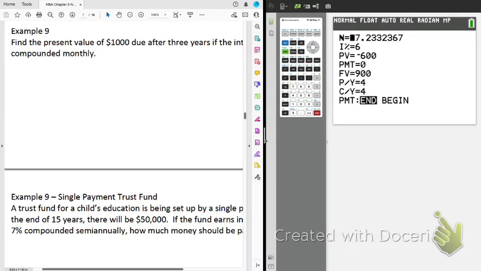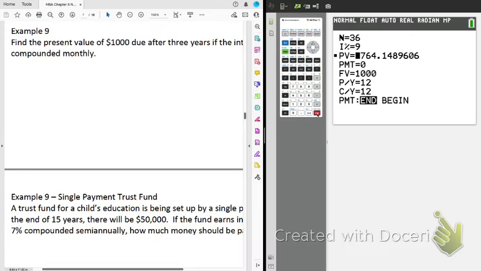This time I'm going to do n is 3 years times compounded monthly 12. I is 9. We are finding the present value, so I'm going to put that in as 0. I have a future value of 1,000. And again, we're compounded monthly, so down here, PY and CY, we do 12. We all feel comfortable with what we've entered? Then we go back up and we solve for present value.